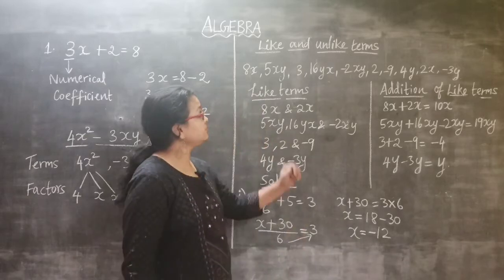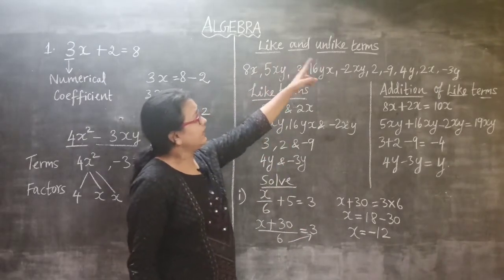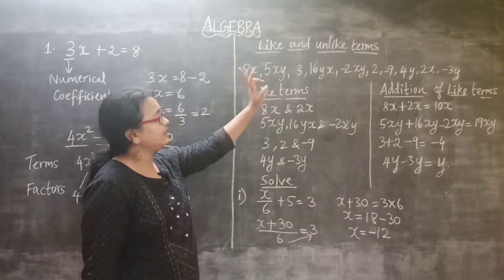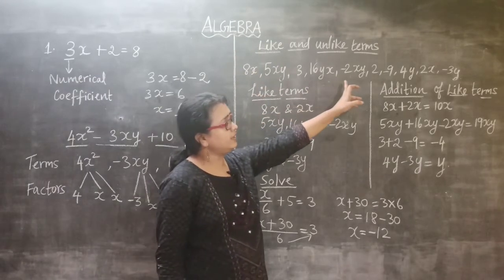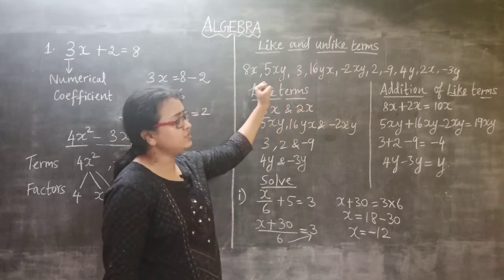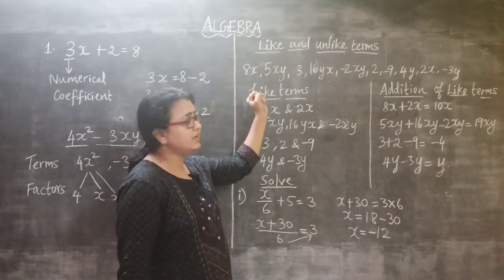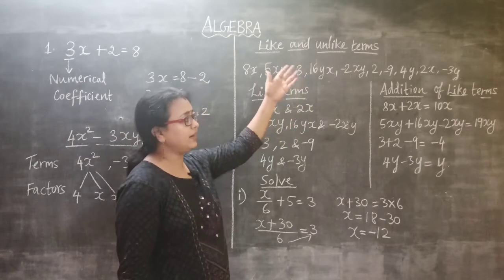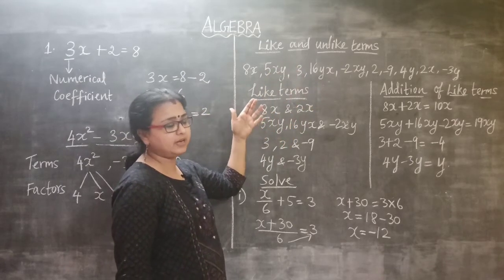Next, like and unlike terms. So the next thing we are going to see is like and unlike terms. Here are the different terms given. From these you have to match up like terms, and there will be unlike terms together in this. What is meant by an unlike term? After explaining like terms, I will explain that.